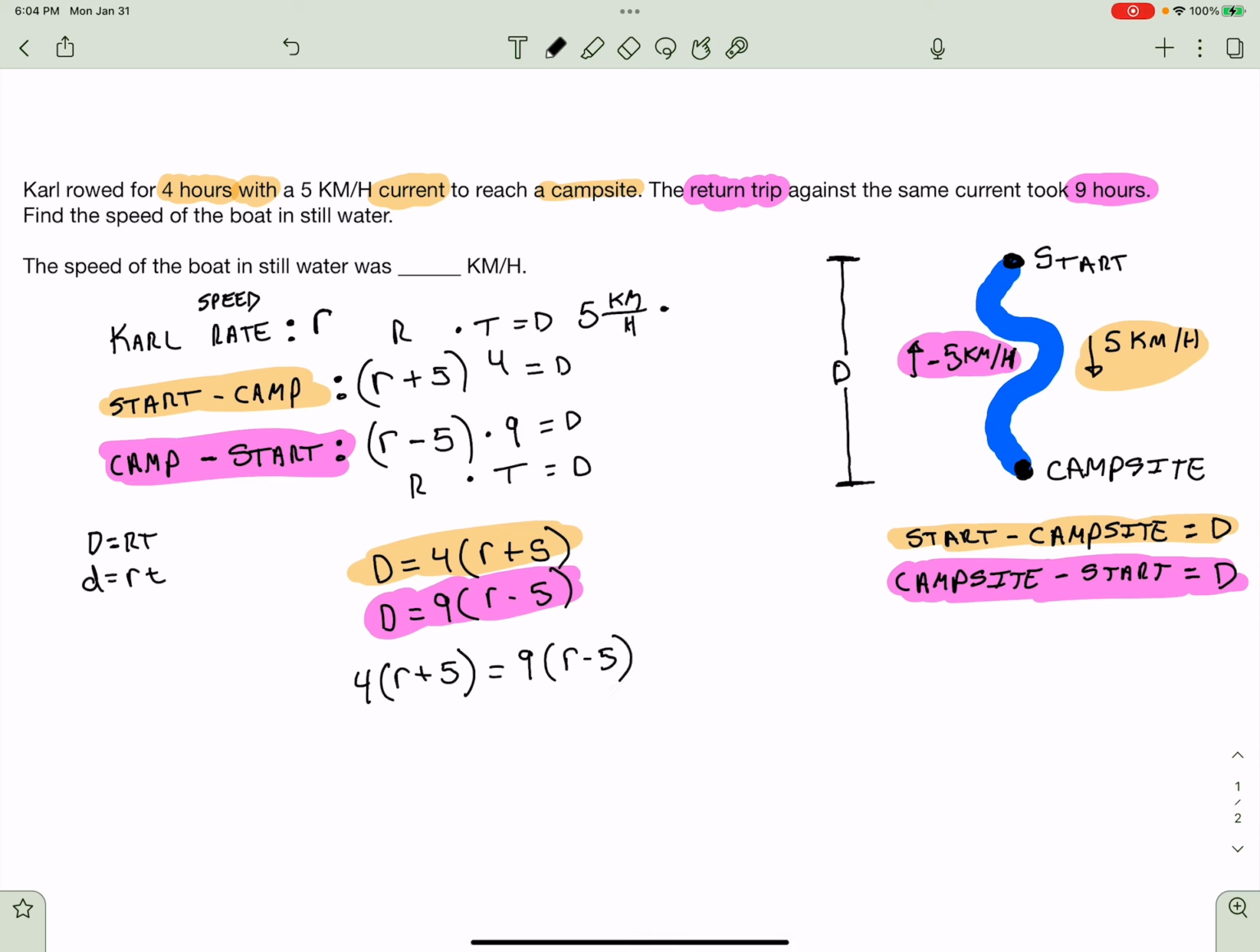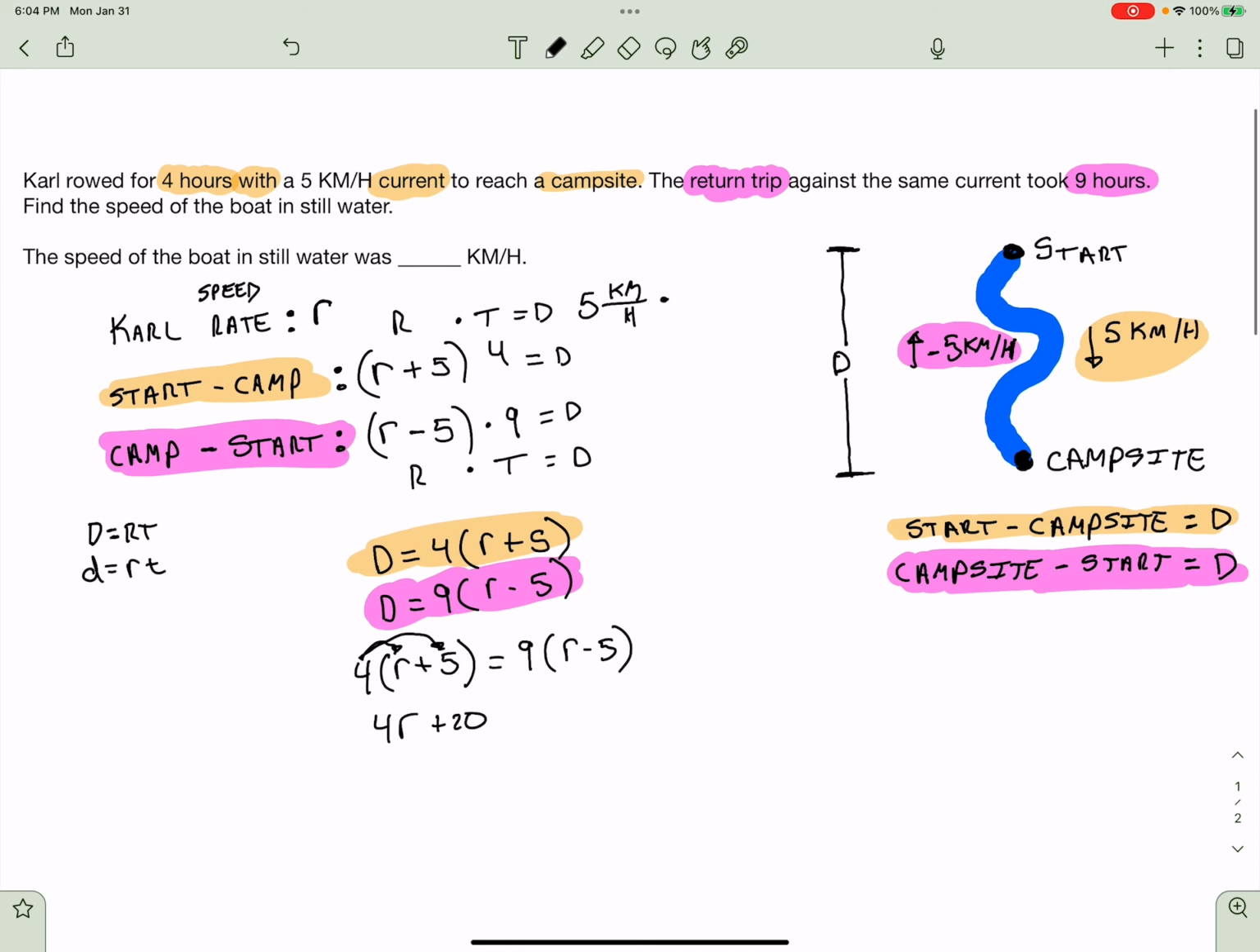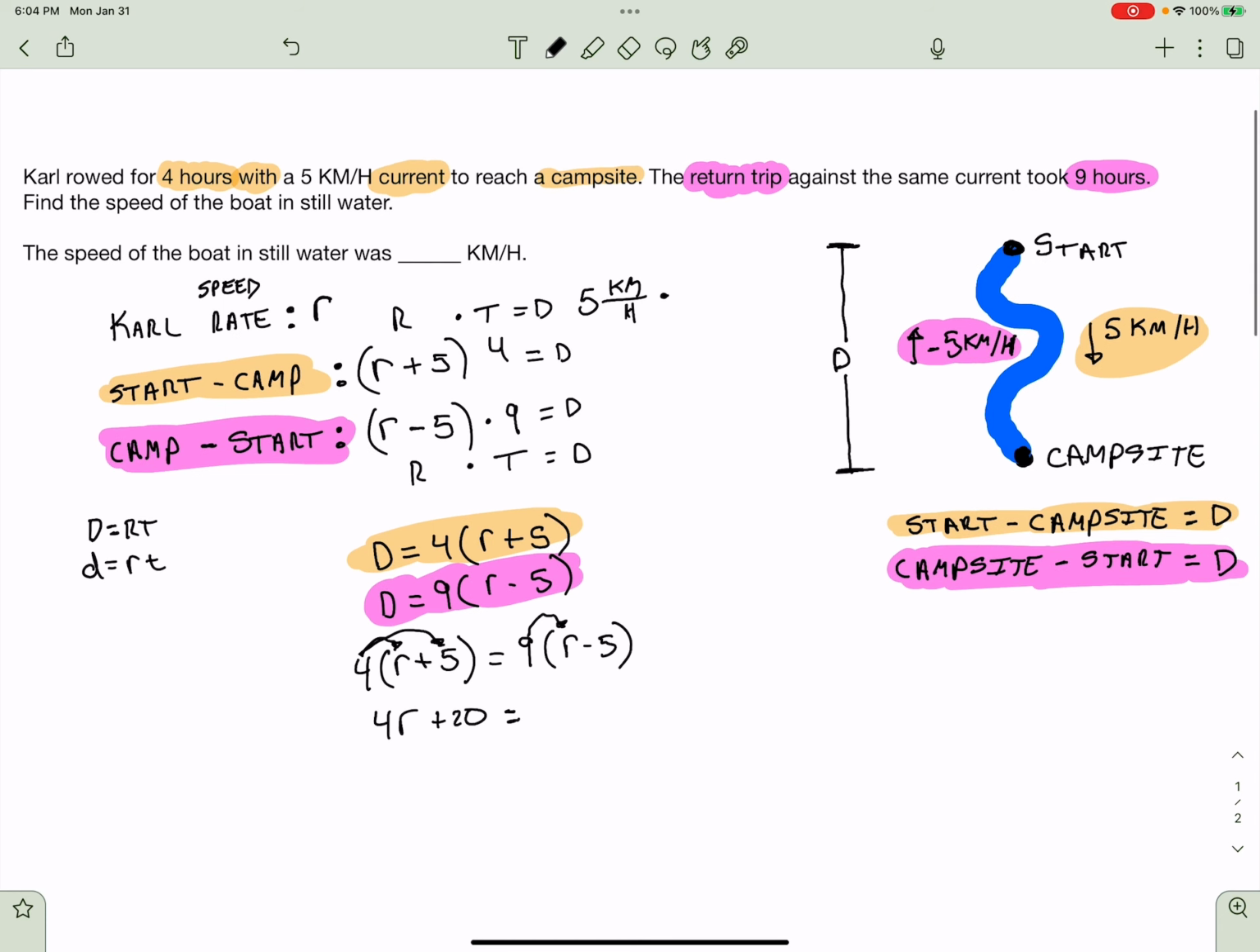So now we just have one variable. We've gotten rid of the D. Realistically, it was unimportant to know that. We could find it later if we wanted, but it's not necessary for the problem. Now we're just going to have to do some distribution. We're going to distribute a 4 to the r, and we'll get 4r. And we'll distribute 4 to the 5, and we'll get plus 20. And we're going to say that that is equal to 9 times r, which is 9r, and 9 times negative 5. So it's a negative and a positive, so it's going to be negative. And then 9 times 5 is 45.